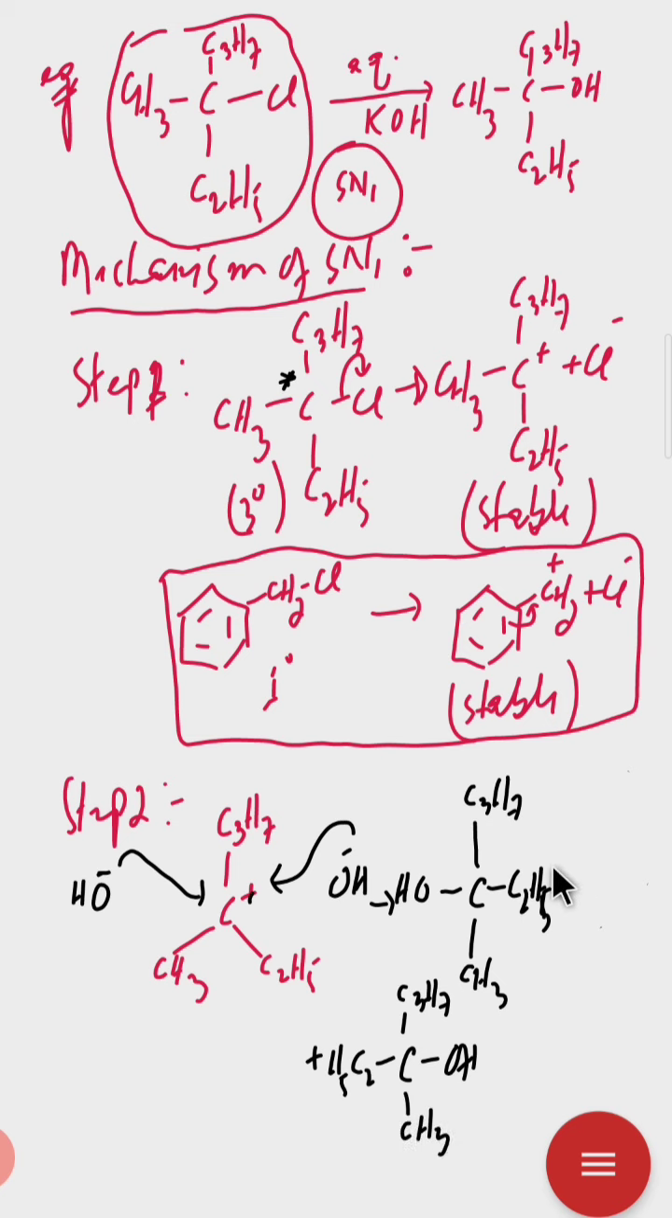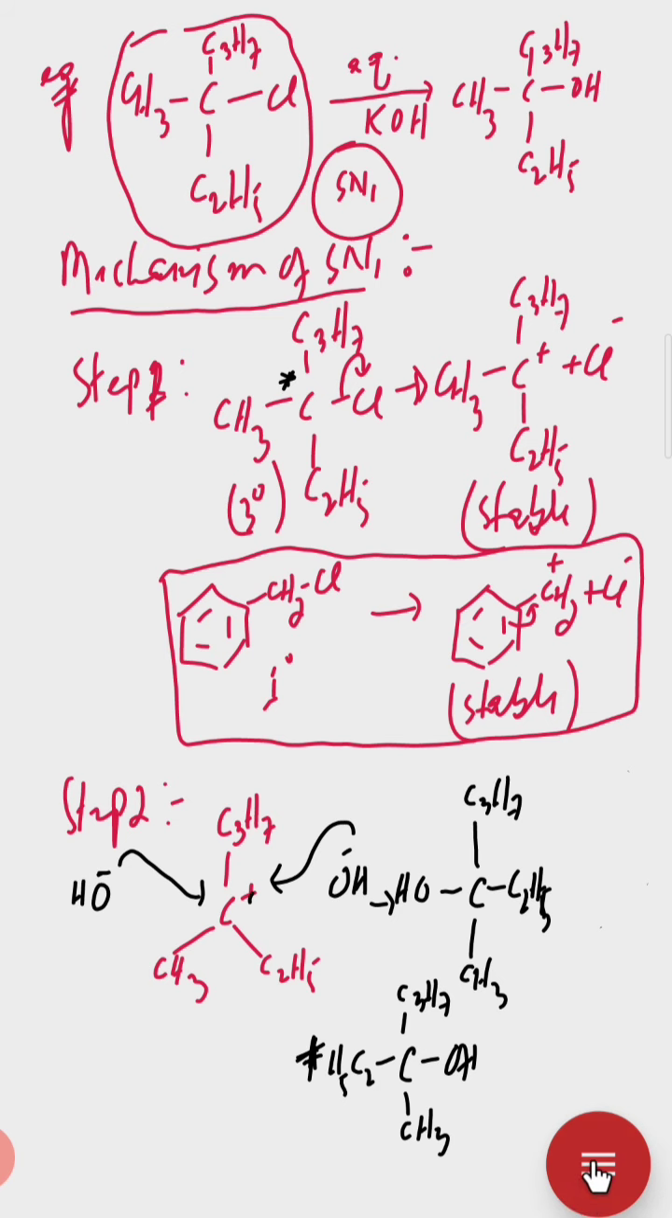So these two alcohols will be formed. They will be mirror images of each other, and therefore one will be the enantiomer of the other molecule, right? So these are the two products that can be formed in this particular reaction. If this carbon is not chiral, then we will get only one product, right? This is the mechanism of SN1.